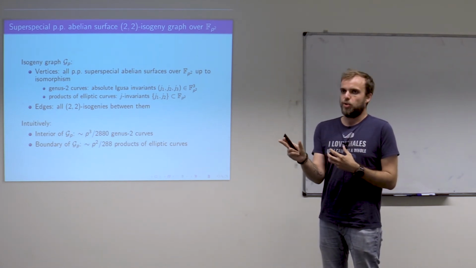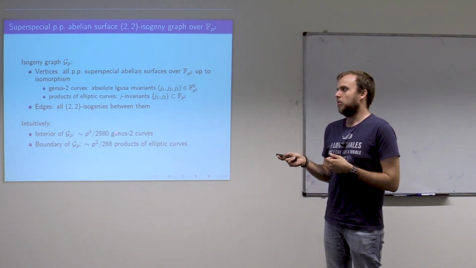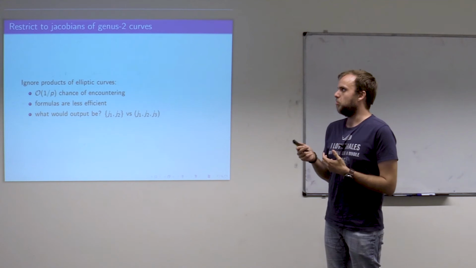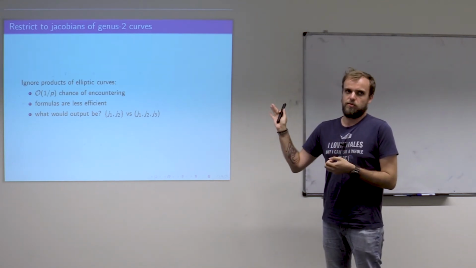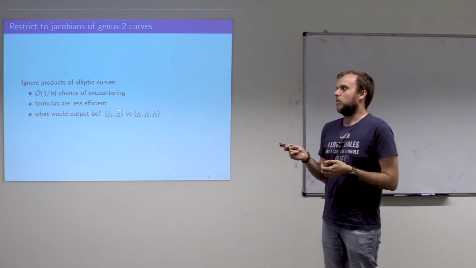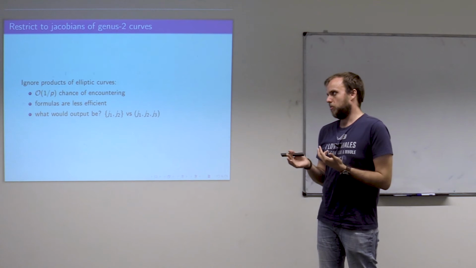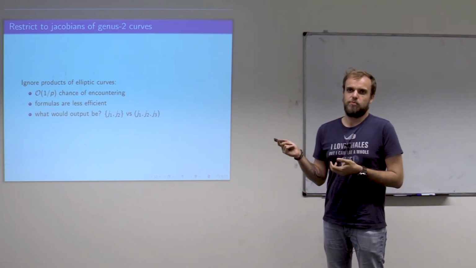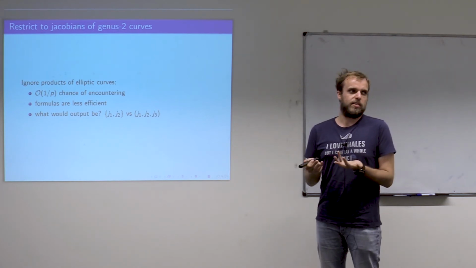So if you pick a random point in your graph, then with overwhelming probability it will be one of the genus 2 curves and not the product of elliptic curves, which is important. Why? Because in practice, we will just restrict to these Jacobians of elliptic curves. We have written down all the formulas. They are a lot less efficient to go from products of elliptic curves to other objects, etc. But in practice, given that p is large anyway, we never encounter them, so it's a bit of a shame to try and implement it.